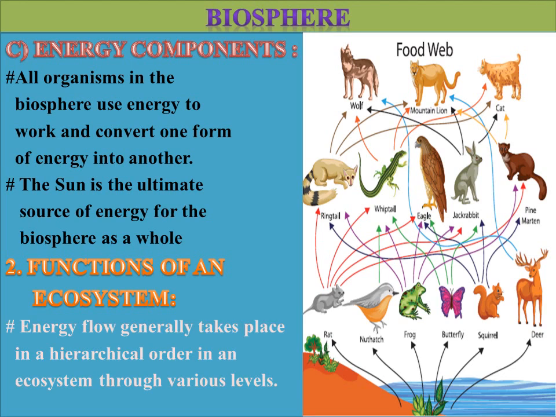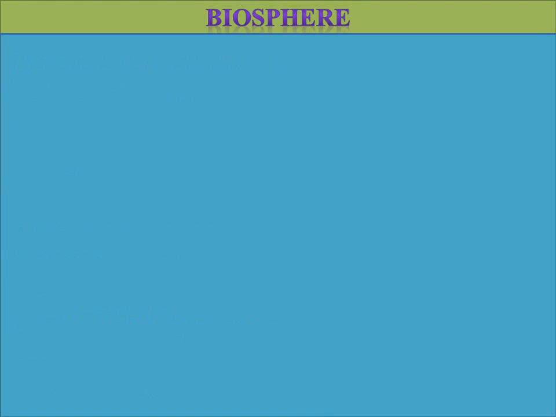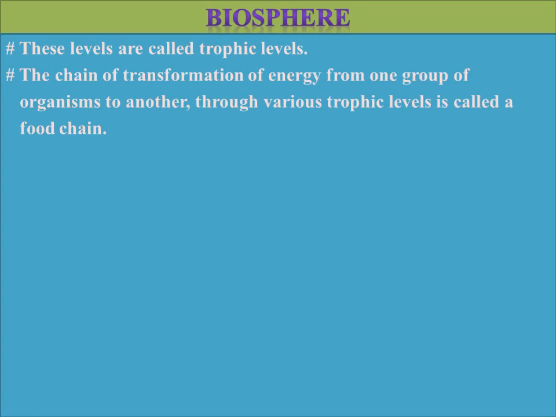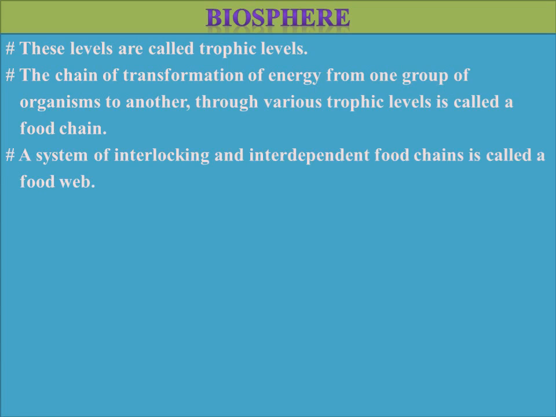Energy flow generally takes place in a hierarchical order in an ecosystem through various levels. These levels are called trophic levels. The chain of transformations of energy from one group of organisms to another through various trophic levels is called a food chain. A system of interlocking and interdependent food chains is called a food web.